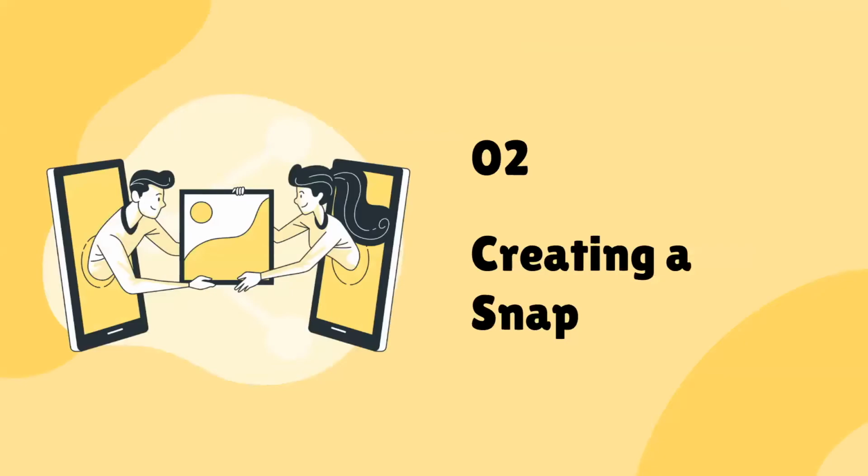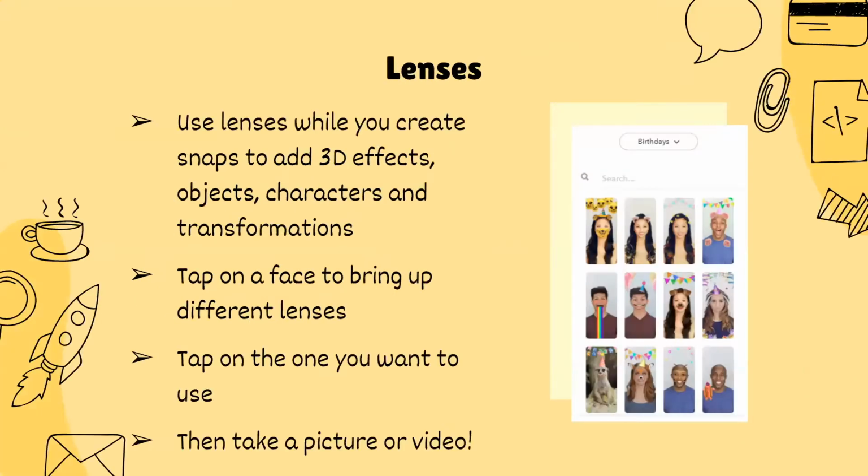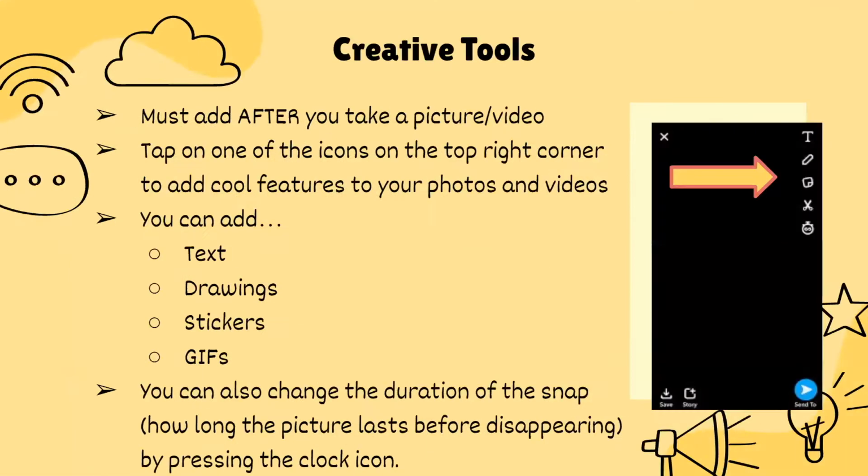2. Creating a snap. Taking photos and videos. Tap on the shutter button, the circle at the bottom of your screen, to take a picture. If you press and hold the circle, you will take a video. Lenses. Use lenses while you create snaps to add 3D effects, objects, characters, and transformations. Tap on a face to bring up different lenses. Tap on the one you want to use. Then take a picture or video.